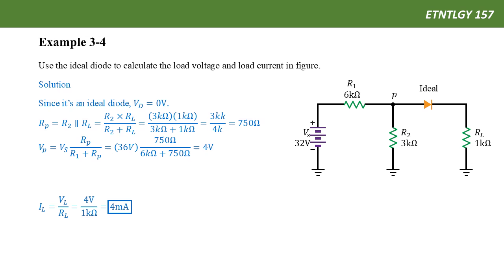So we have 4 volts across R2, and the same 4 volts across the other parallel branch, RL. To find the current that goes through the load RL, we can use Ohm's law. Since the voltage across RL is 4 volts and RL is 1 kilo ohm, we use 4 volts divided by 1 kilo ohm, and that is 4 milliamps.